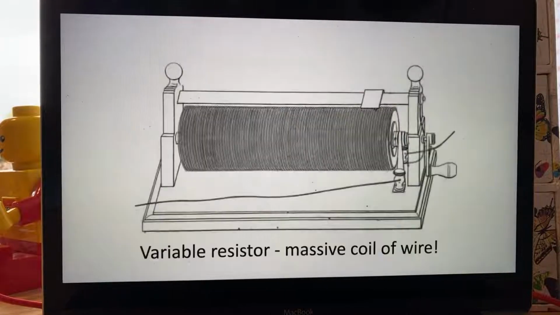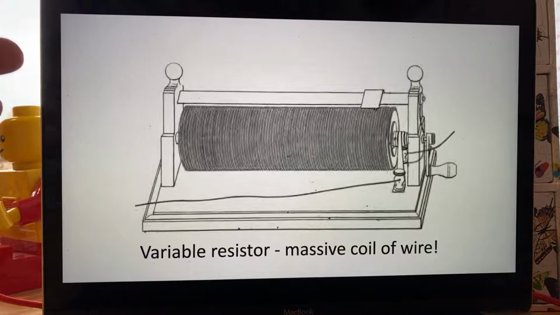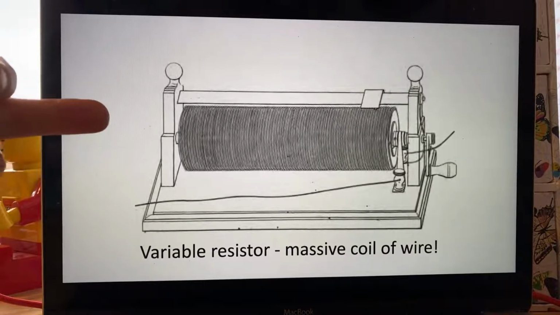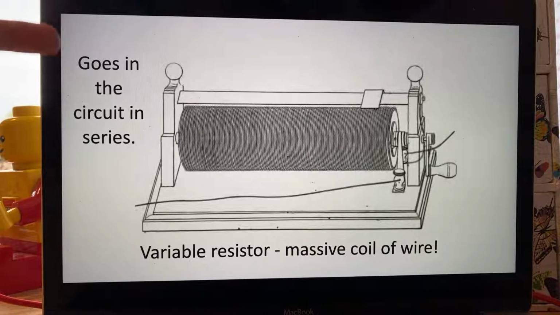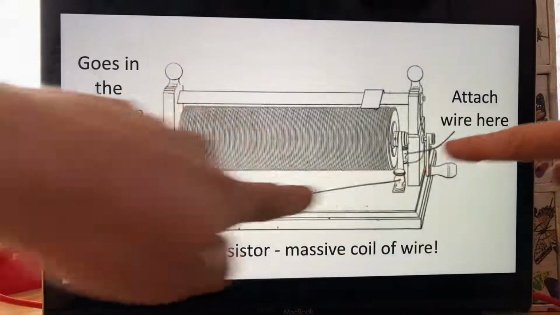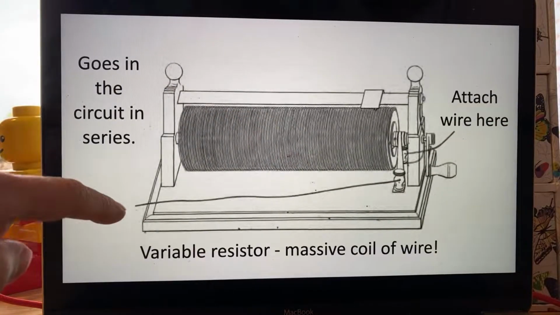The first thing you need is this guy. This is a picture from the 1800s, to be honest. The schools that I worked in, they haven't changed that much. This is called, well, it goes by many names, but the thing we're calling it today is a variable resistor. Essentially a massive coil of wire. So it goes in series in the circuit. You see there's little bits of wire coming off it. You attach it to the circuit by those two pieces of wire.